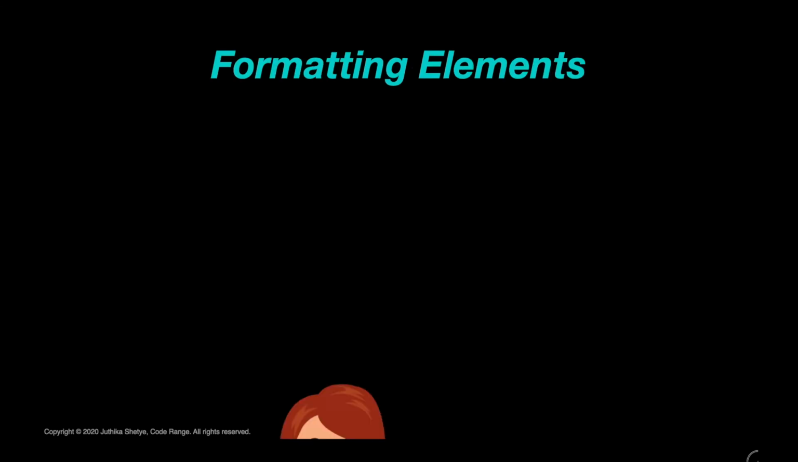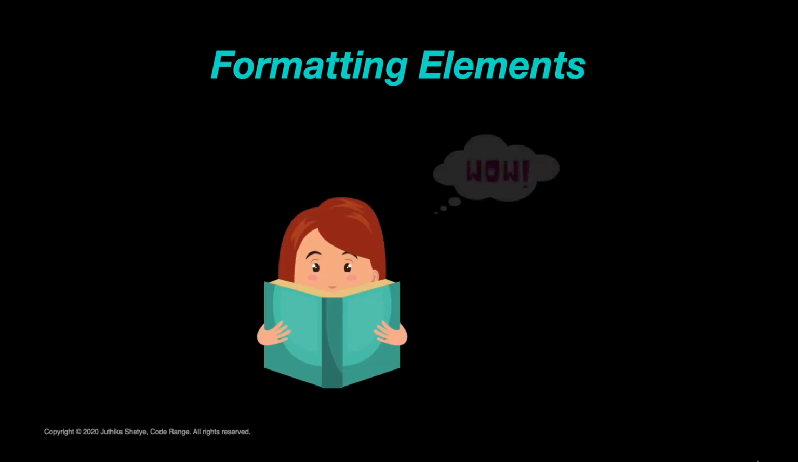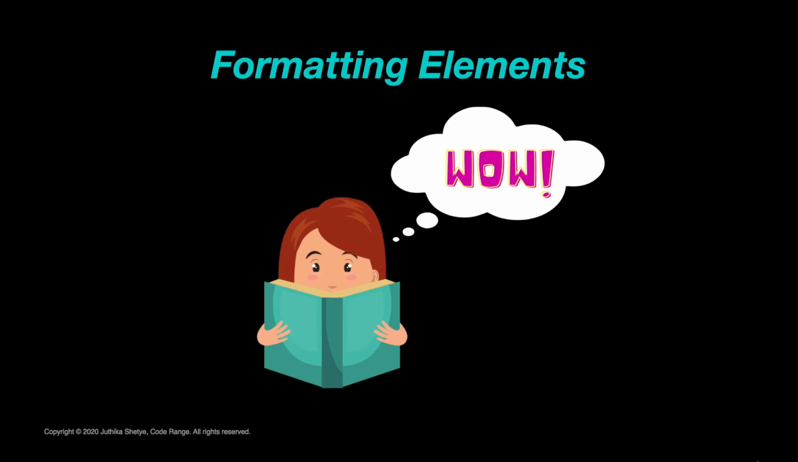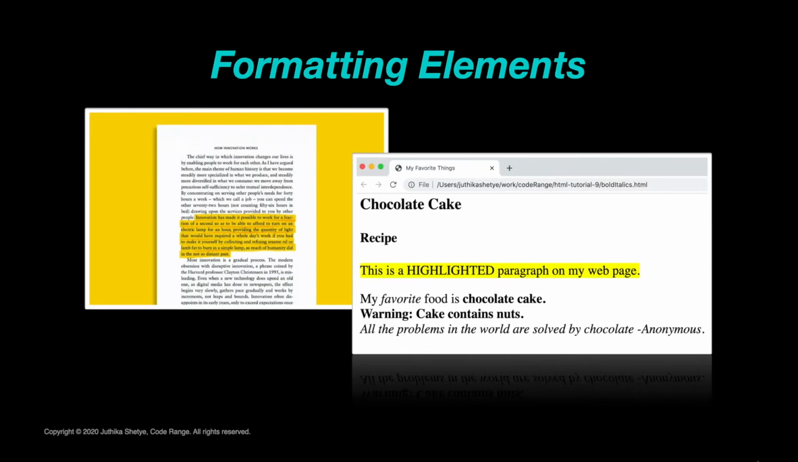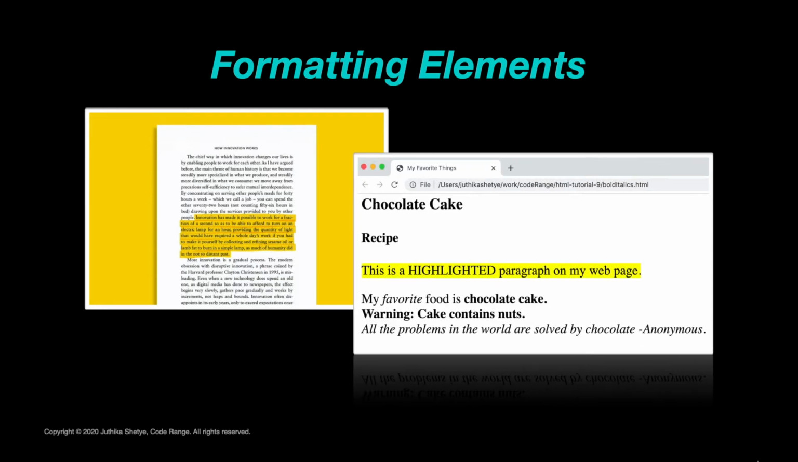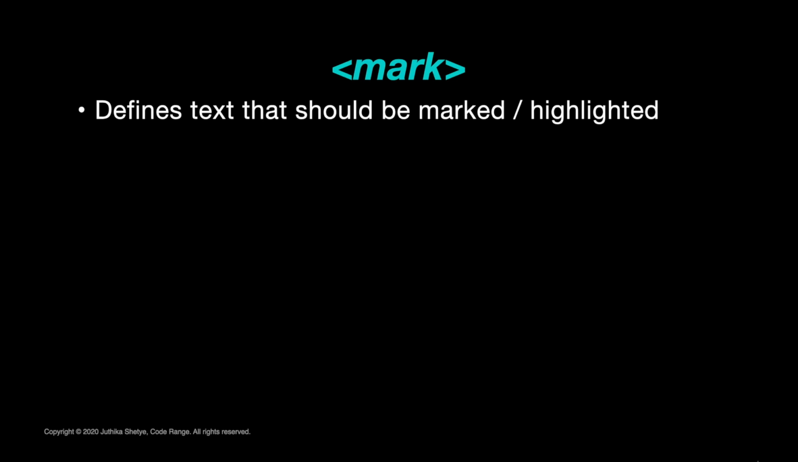Now, if you are reading a book and you find something interesting that you want to refer to later, then what do you do? Usually, you highlight that portion of text with a highlighter. Wouldn't it be cool if we could do that while developing our websites too? Well, there is a way in HTML that you can highlight your text, and that's by using the mark element. The HTML mark element defines text that should be marked or highlighted.